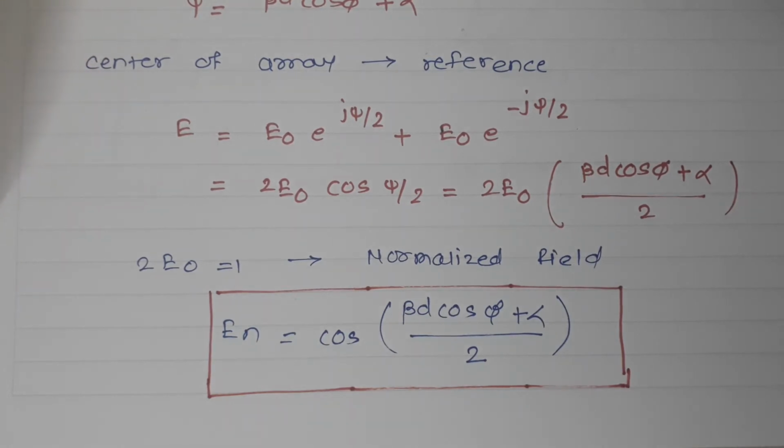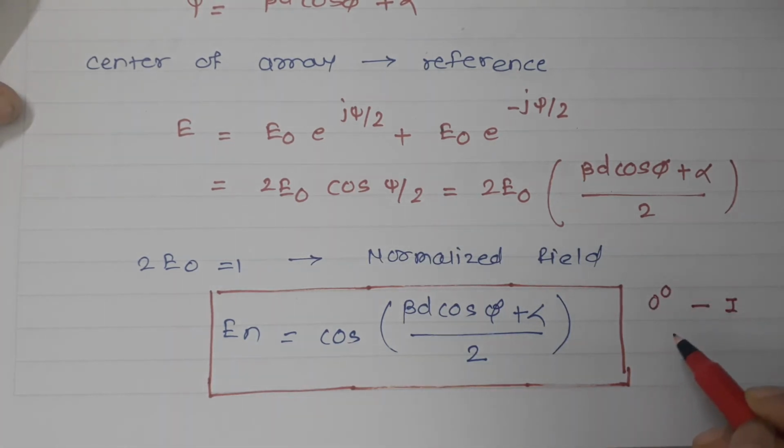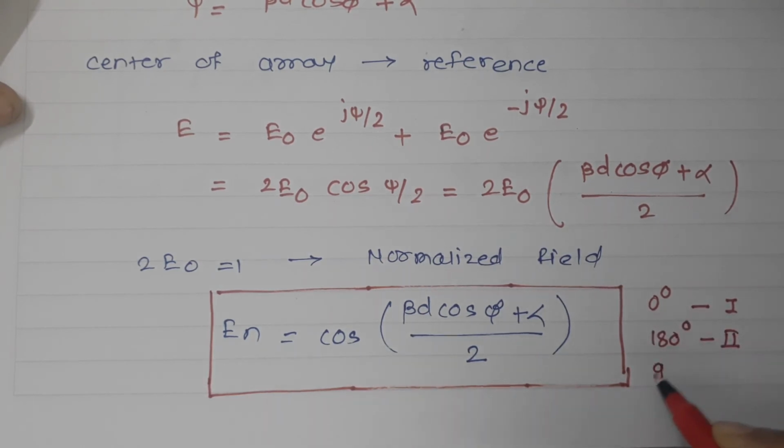Now putting the different values of the alpha, you can calculate like 0 degree, 180 degree, 90 degree. We can obtain the results of case 1, 2 and 3 respectively. If 0 degree, that will be the case 1. If you are putting it as a 180 degree, your case 2 will be verified, and if you are putting 90 degree, this will be your case 3.